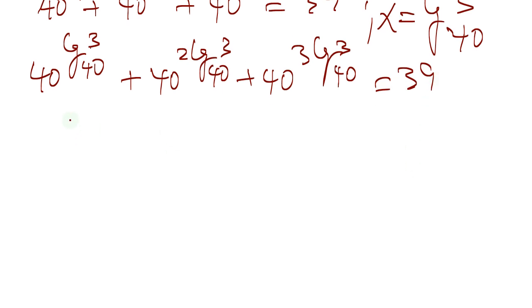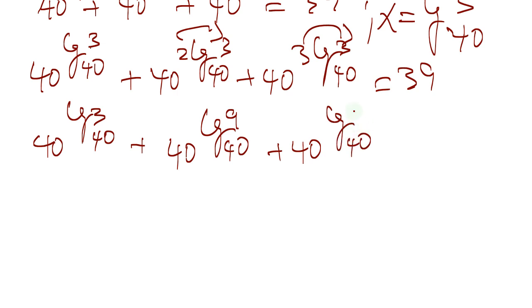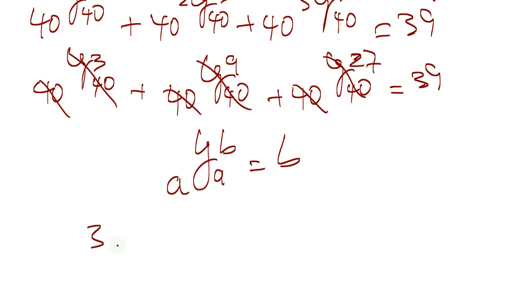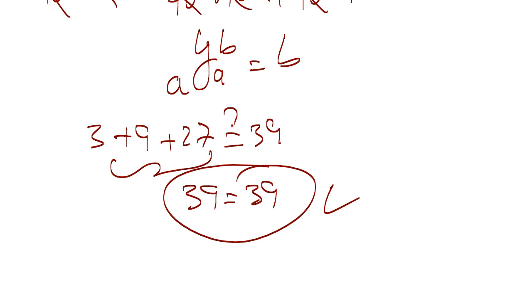Okay, cool. So let's check this, guys. 40 to the log base 40 of 3 plus, this one comes here, so it's going to be 3 to the power of 2, which is 9, and then 40 to the log base 40 of 27, and this is equal to 39. And remember that 40 to the log base 40 of b is equal to b. So we're going to have 3 plus 9 plus 27, and this is equal to 39. Is it really 39? So this one here is 39. So 39 equals 39.